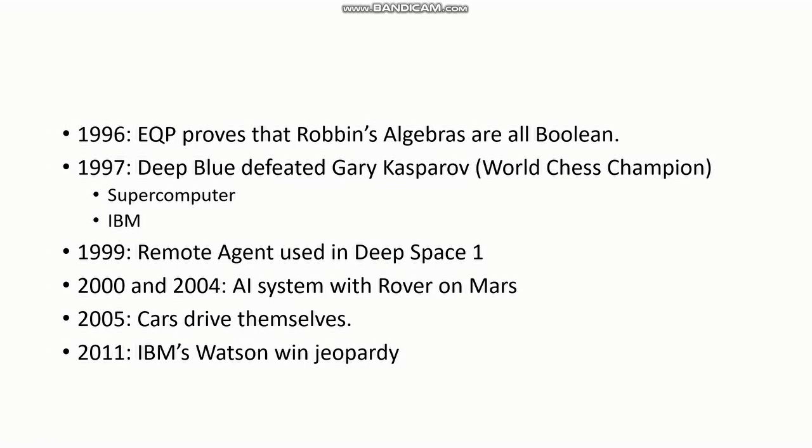In 2011, IBM came out with Watson, which was able to win Jeopardy against world champions. Jeopardy is a sort of quiz game where general clues are given in order to come up with the answer. IBM's Watson was based on AI, and it was able to win the competition against the world champion. So with that, we have come to an end of the history of AI.